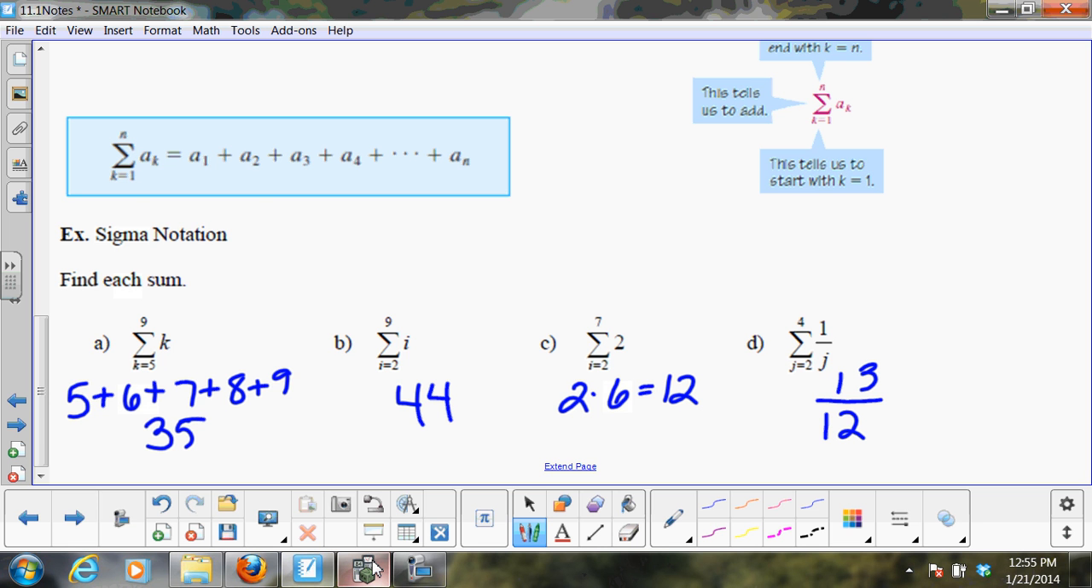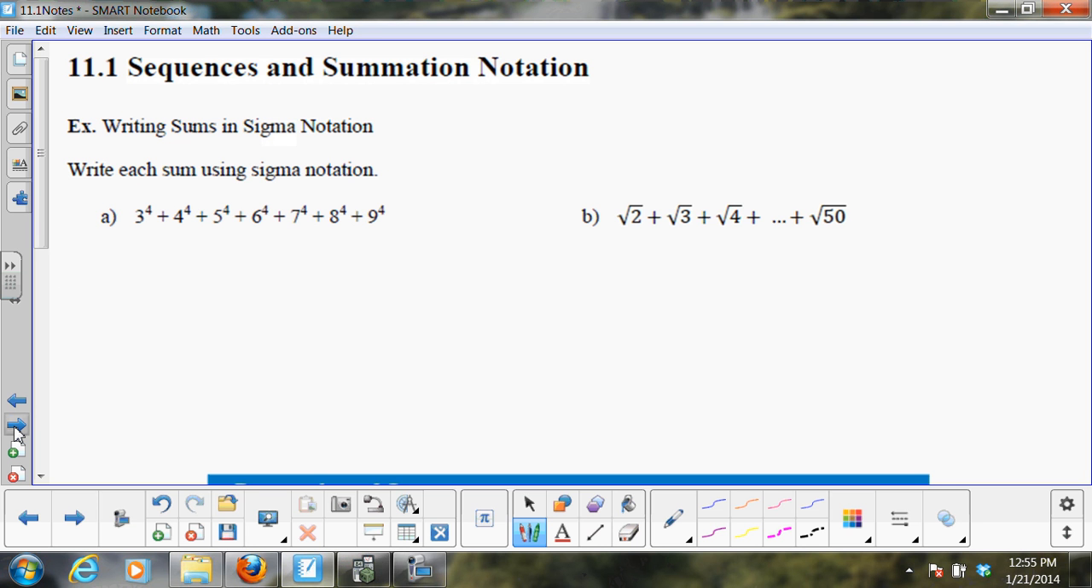Last thing, writing sigma notation. Well, if you notice, the 3 to the 9 is what's changing. They're all to the 4th. So our function is x to the 4th. Since I'm using variable x, I'm telling x is going to start at 3, and it's going to go to 9. And even look, the inside of the square root is changing.